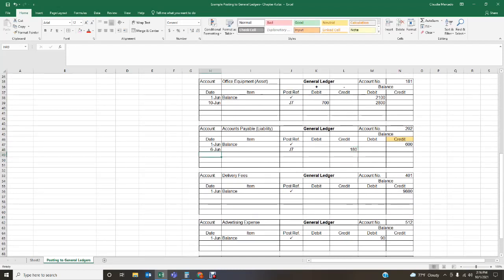Now, because this has a credit balance, anytime we have a credit, we're going to add. Anytime we have a debit, we're going to subtract, okay? So this is the opposite. Why? Because this is a liability account. When we're dealing with liabilities, a credit will increase it, a debit will decrease it, okay?